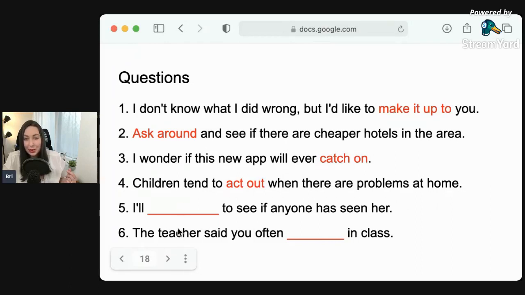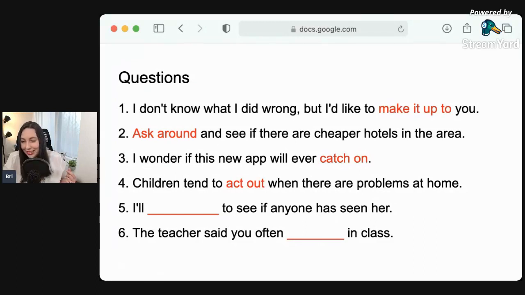We have two bonus questions, so we're going to reuse two of these. Okay, so we have make it up to, ask around, catch on, and act out. So number five and six, we'll be reusing two of them. Okay, number five, I'll to see if anyone has seen her.